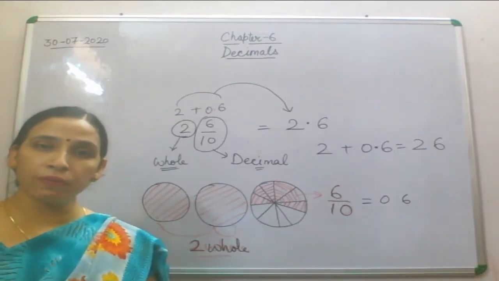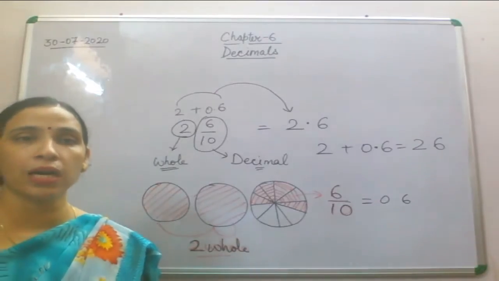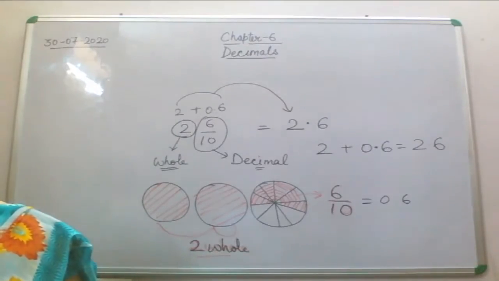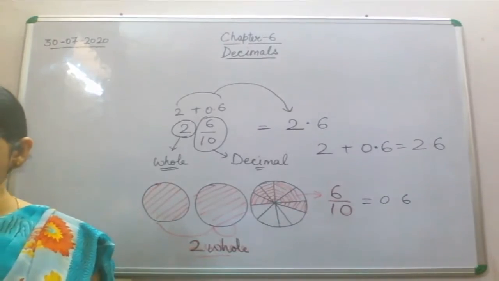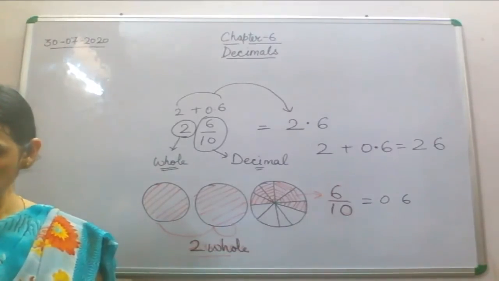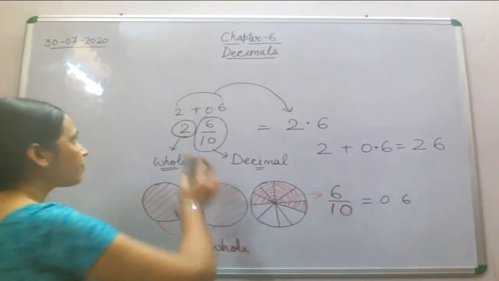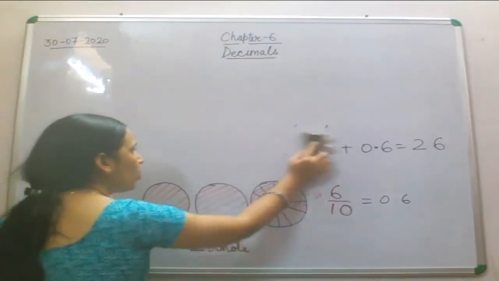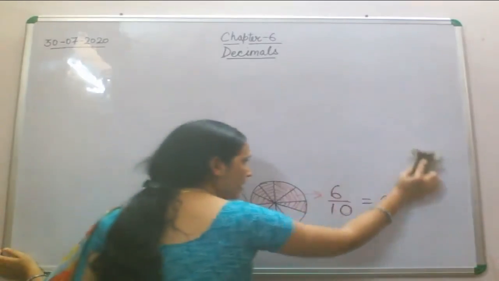Now what we have seen today we will revise, and after that we are going to do the place value chart of decimal. So here we are going to take one more example of a whole and a decimal part, and after that we will find the decimal form of that. So let's take one more example and understand what the whole part is and what the decimal part is.